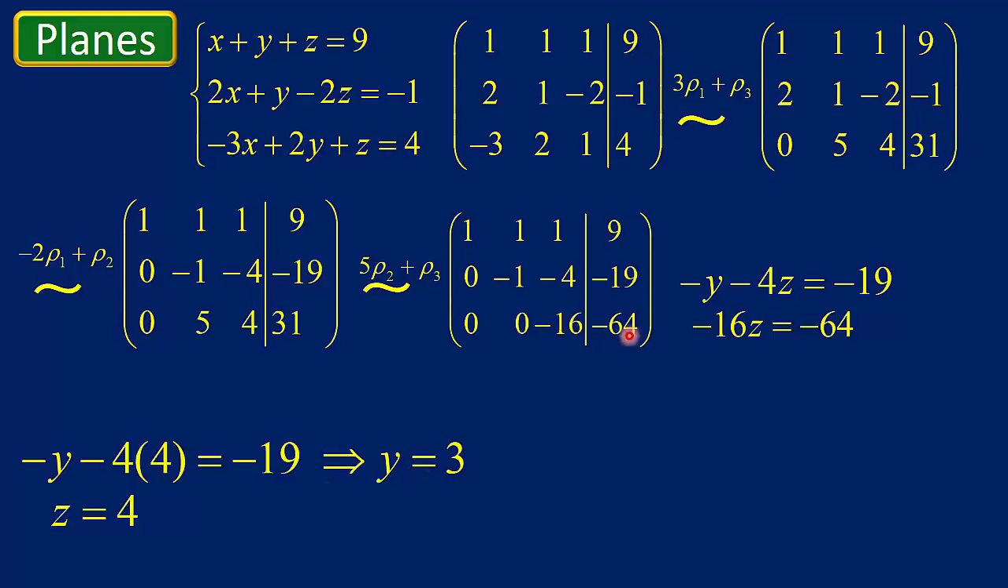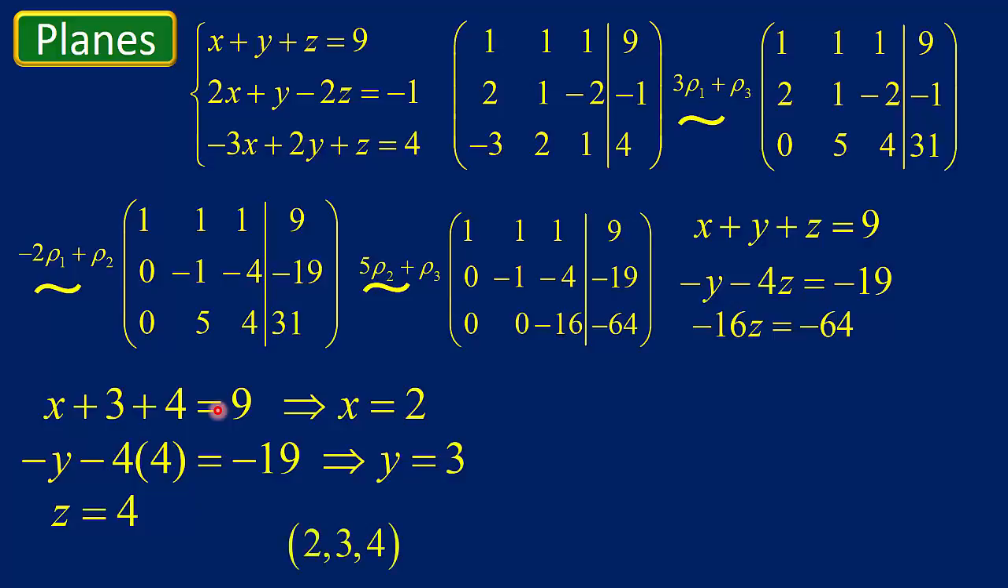Well, now I know what y and z are, so now I can figure out what x must be in x plus y plus z equals 9. Just plug in x plus 3 plus 4 equals 9, and I get x equals 2. So here is our point of intersection. This is the point at which these 3 planes intersect.